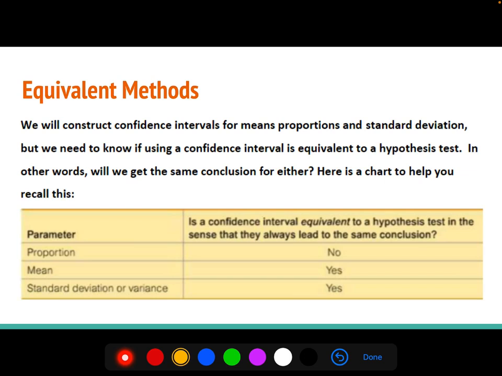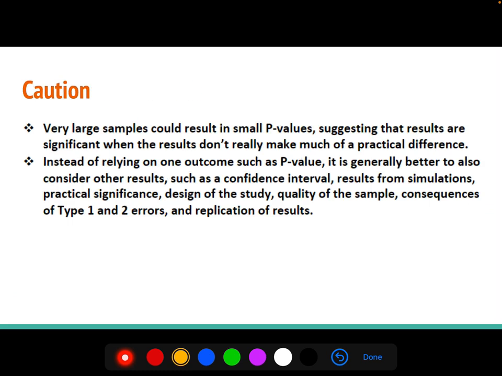All right, now something about equivalent methods. We're going to be looking at these confidence intervals for means and proportions and standard deviation, but we also need to know if using a confidence interval is equivalent to a hypothesis test. So here's a way to figure that out. If your parameter is a proportion, then no, it's not equivalent. If it's the mean or standard deviation, then yes. Proportion for your parameter, then no. Mean, yes. And we're going to do this in a little bit so you'll be able to practice this. Again, very large samples could result in small p-values, so it doesn't make much of a difference.